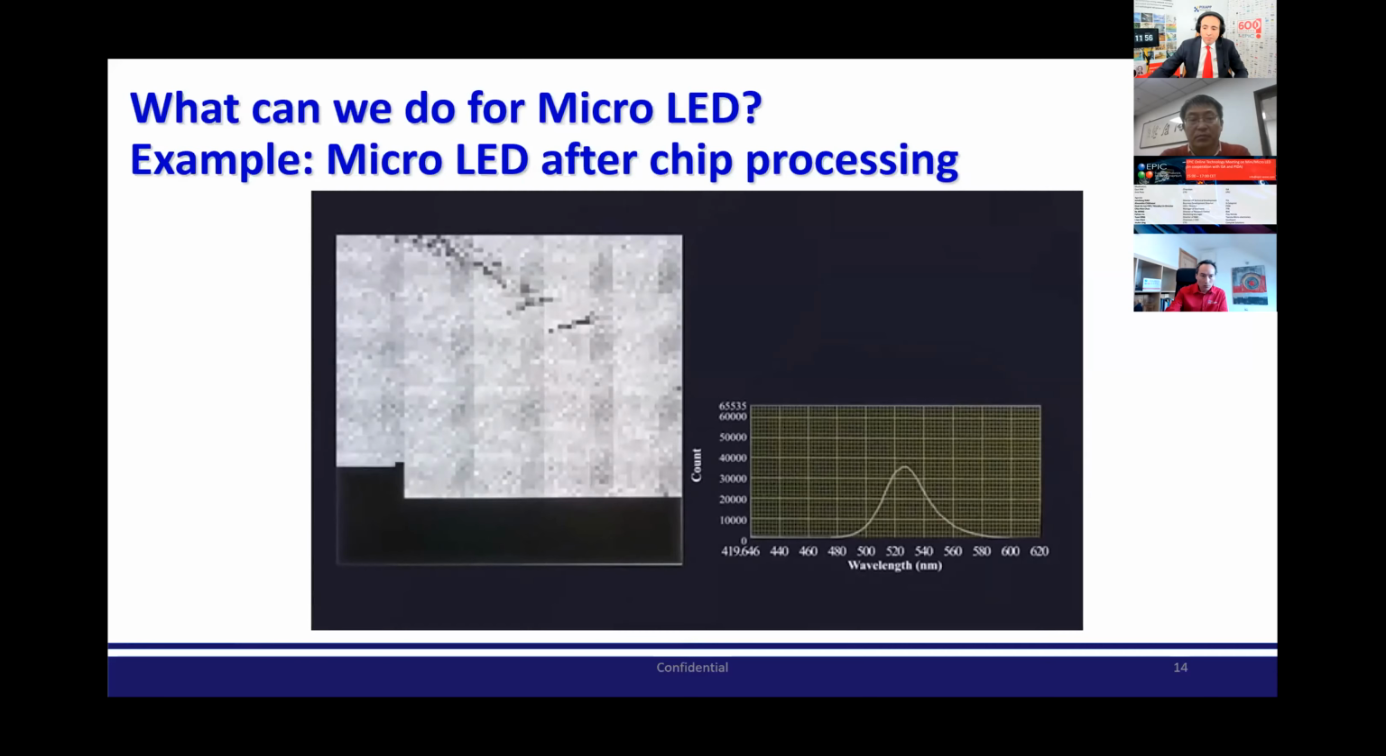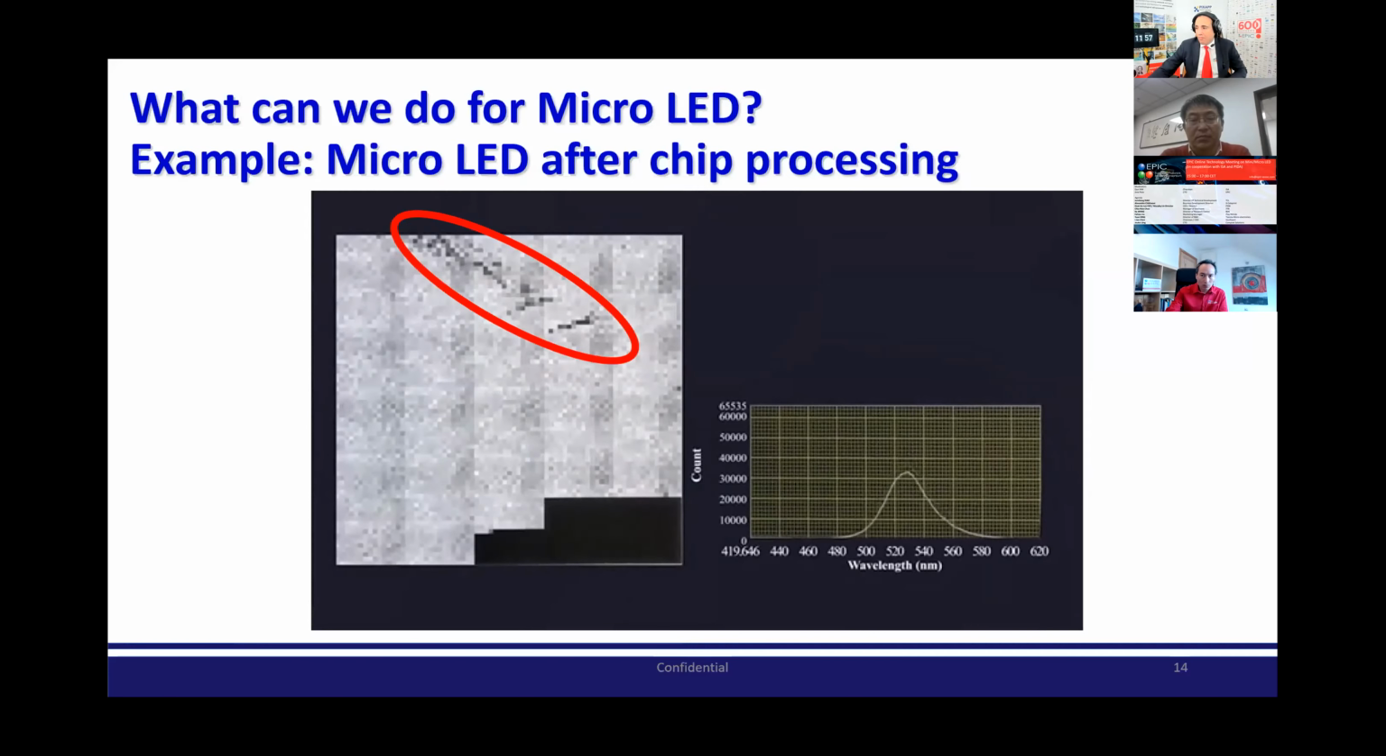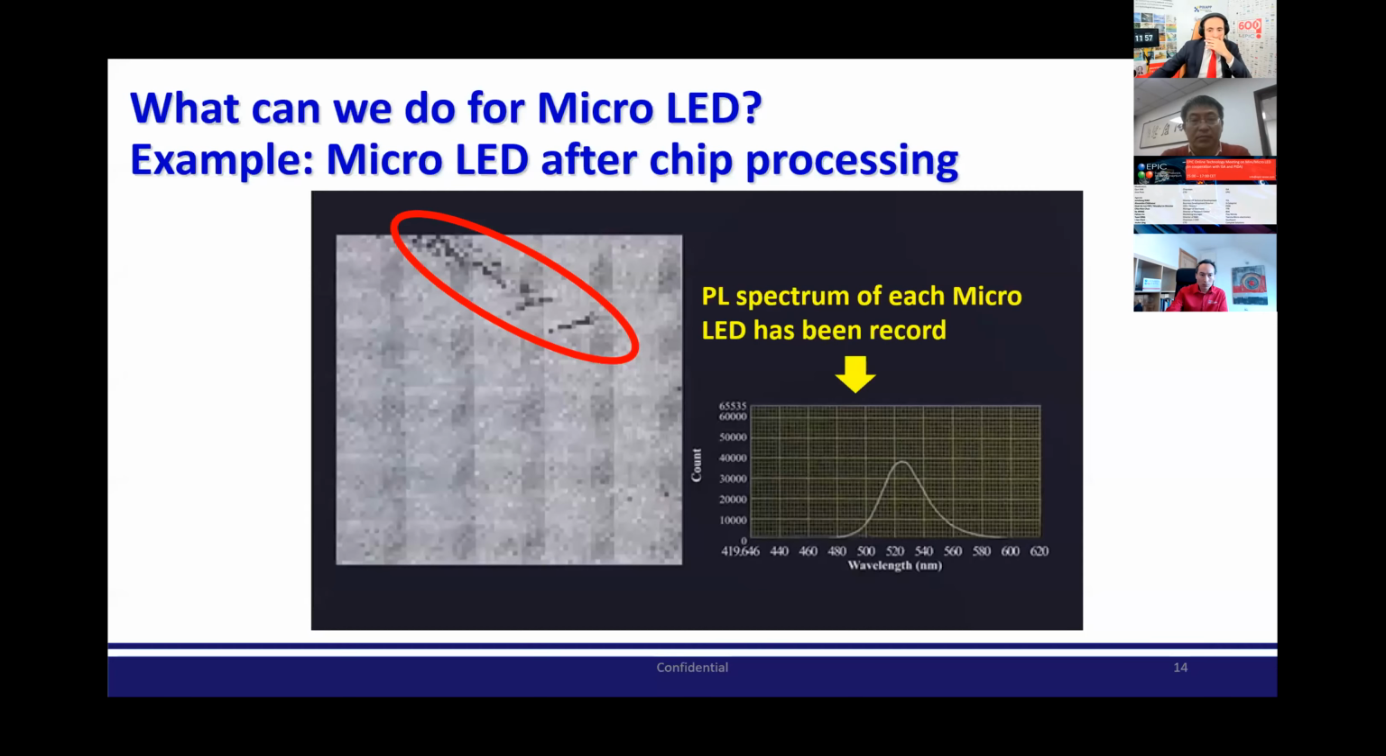Here's a video of our measurement process. You can see every point in the left image is a PL spectrum of one micro LED. So you can easily identify the defects here. And if you really want to know the detail, why it's bad in spectrum, every micro LED spectrum has been recorded. So you will have a whole database of every micro LED on your wafer.